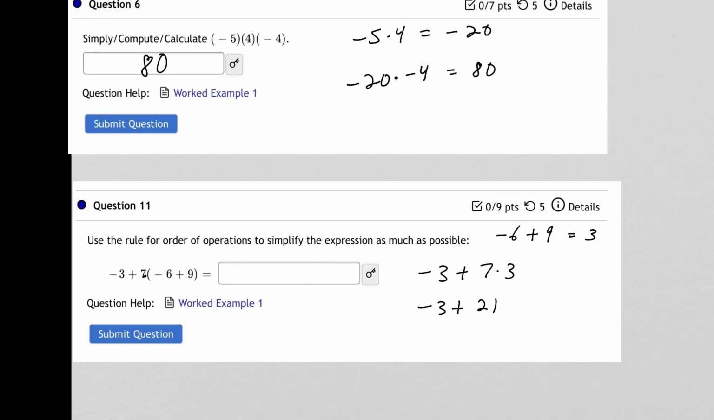And then now the only operation left is addition. So I have negative 3 plus 21. So again, think of it as money. If you owe $3, but you get paid $21, what is your net result? Your net result is that you have $18, right? Positive $18. So this must just be equal to 18.